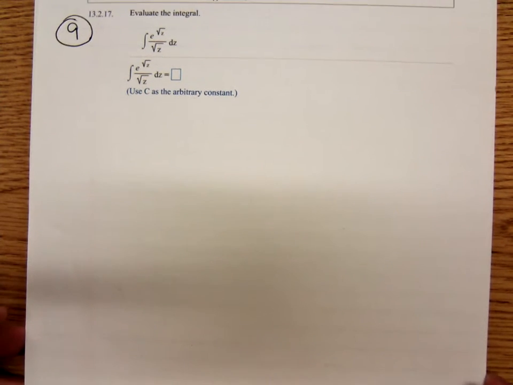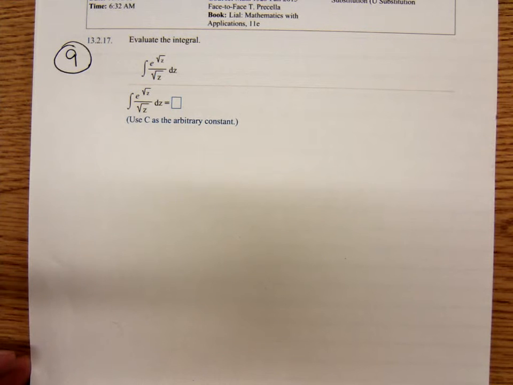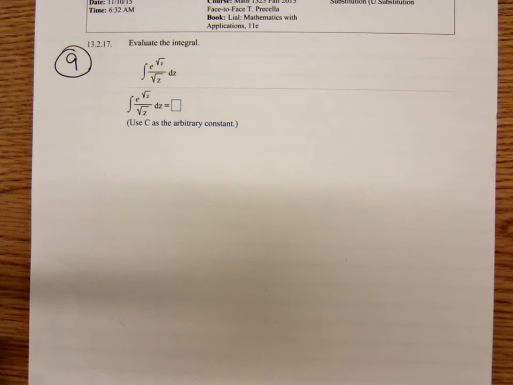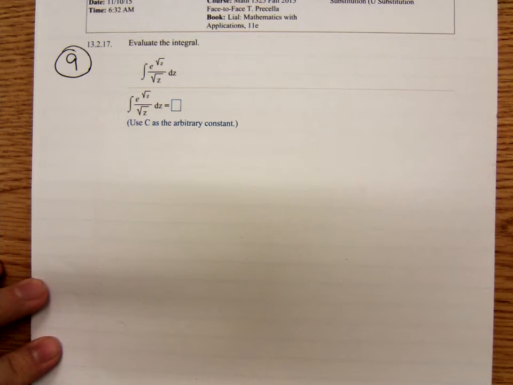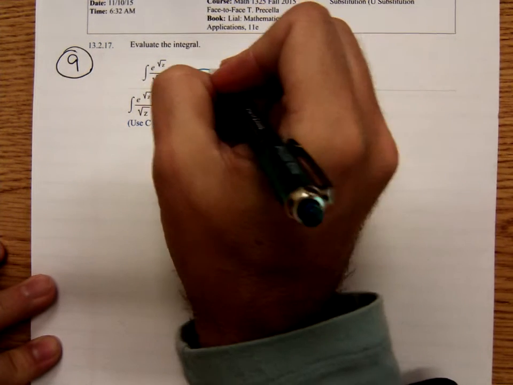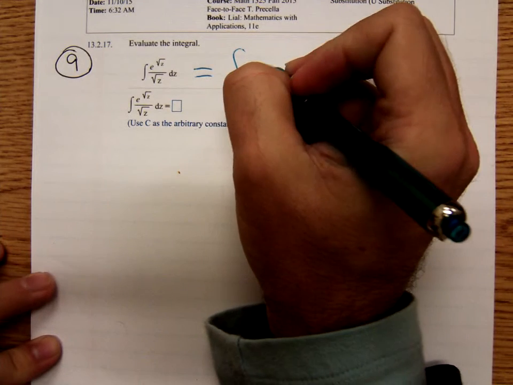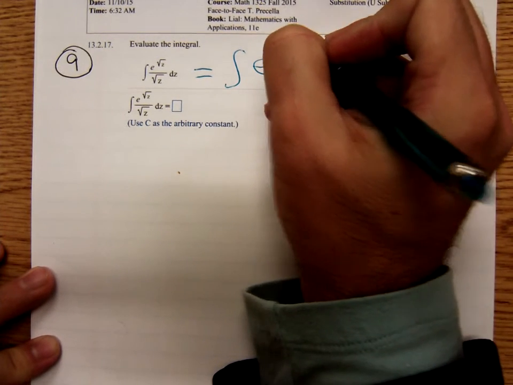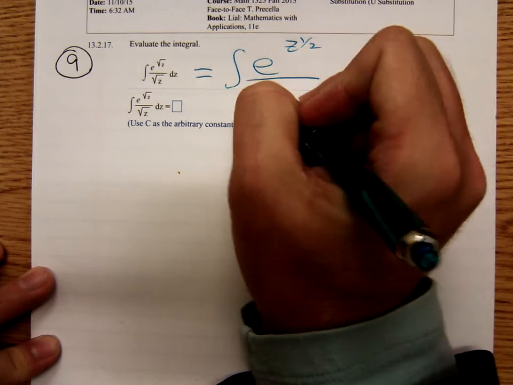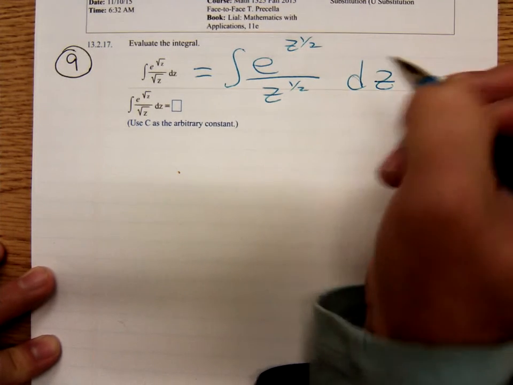Okay, here's another one. Number 9. One thing I noticed, all those square roots, I think I'd rewrite the problem immediately as the integral of e to the z to the 1/2 all over z to the 1/2 dz.